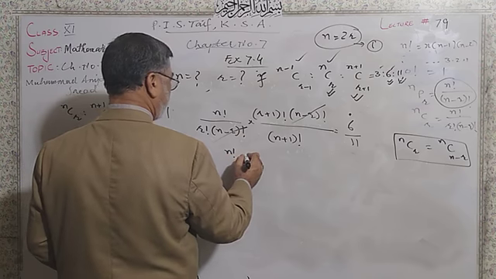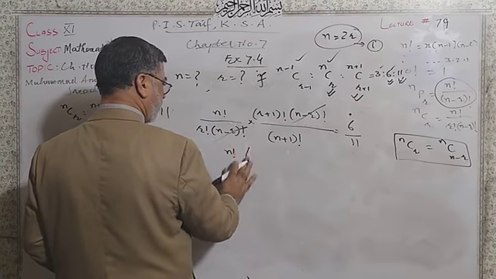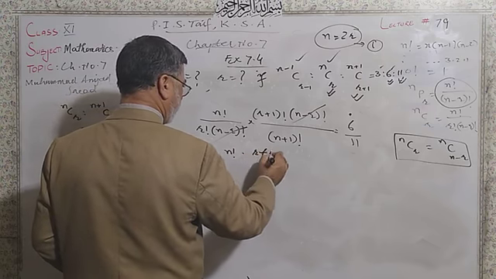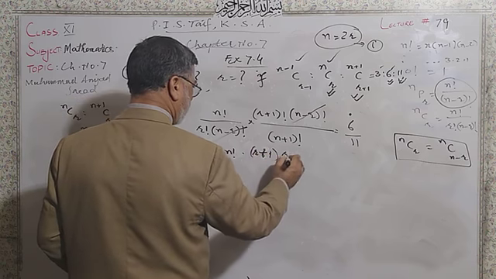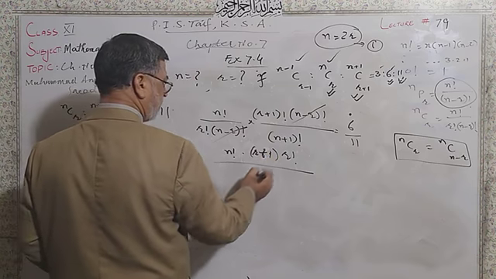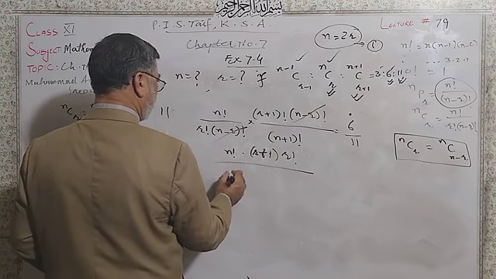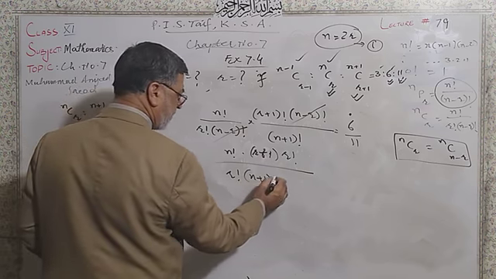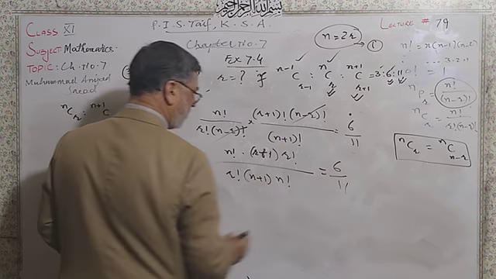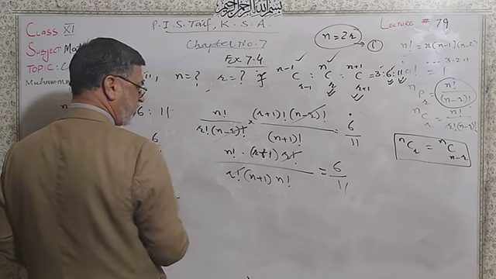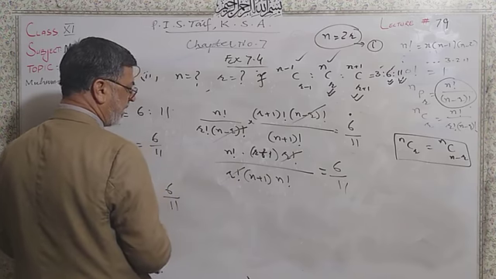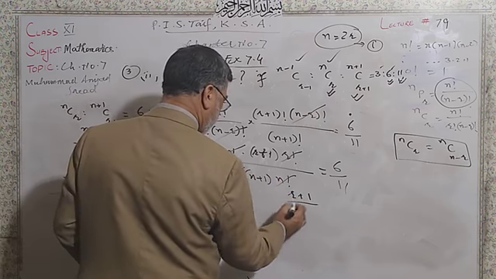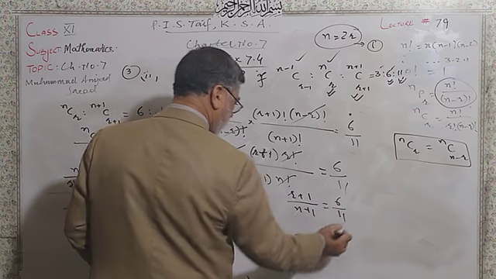We have n factorial into r plus 1 factorial, which can be written as r plus 1 into r factorial, over r factorial. n plus 1 factorial means n plus 1 into n factorial. r factorial cancelled out and n factorial cancelled out. We are left with r plus 1 over n plus 1 is equal to 6 over 11.